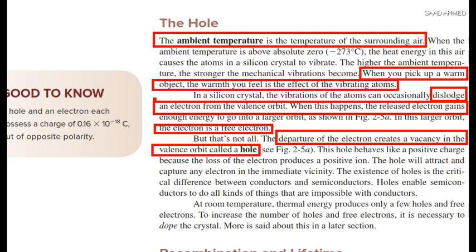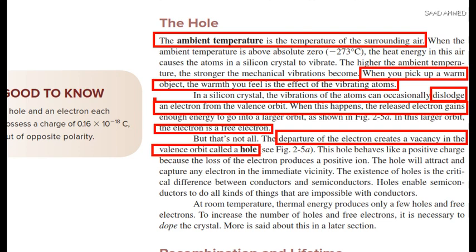Okay, the ambient temperature, a few terms which I want you to understand and remember. The ambient temperature is the temperature of the surrounding air, which is absolute zero, that is minus 273 degrees. Anyway, what I have discussed in the previous diagram, that when the temperature increases, the mechanical vibrations at the atomic level also become stronger.